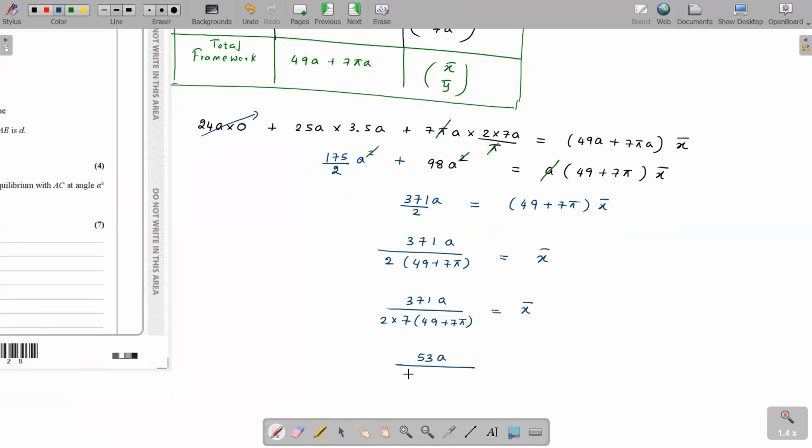So 353A over 2 times. I took the 7 out. I'm sorry, when I take the 7 out, this should be 7 times 7 is 49 plus 7 times 5. I take the 7 out. So I end up getting here 2 times, 7 plus 5 equals X bar. I hope this is clear. Okay, so I took the 7 out here, and this should be 7 plus 5.